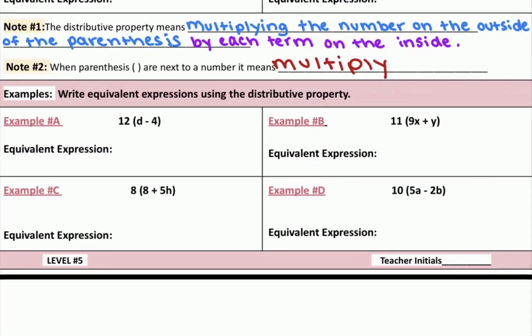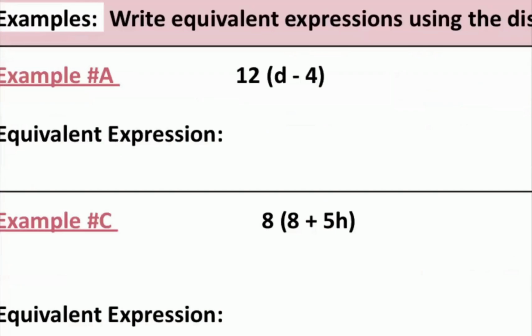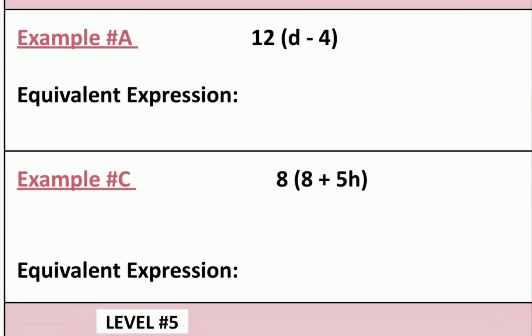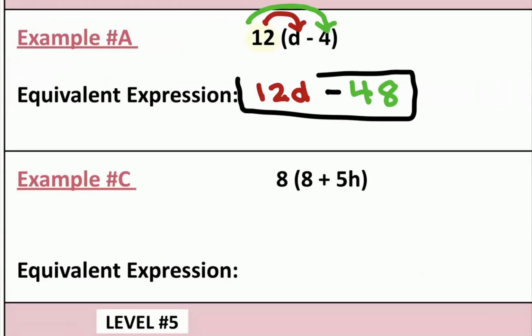Let's take a look at example A. It says write an equivalent expression using the distributive property. So we're not drawing models here. Instead, we'll take kind of a quicker approach and we'll multiply our 12, our number on the outside, times D. 12 times D is just 12D. Then we'll bring down our minus. If it was a plus, you'd bring down the plus. And then we'll do 12 times 4, which is 48. This is our final answer here.